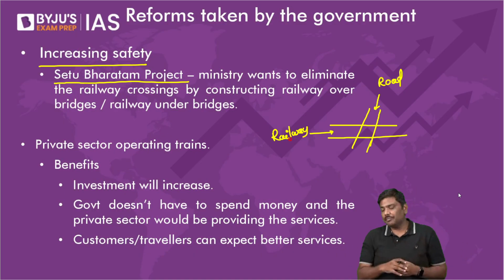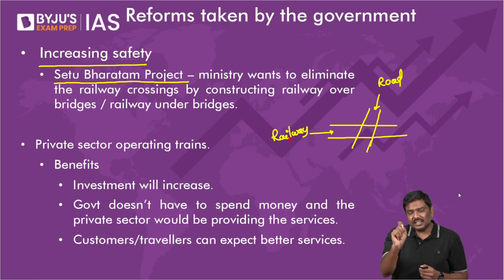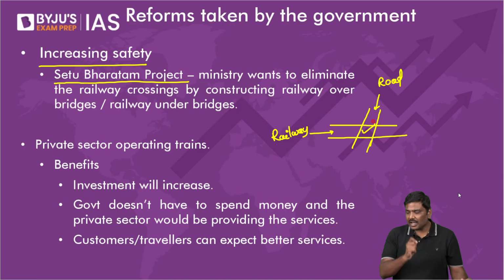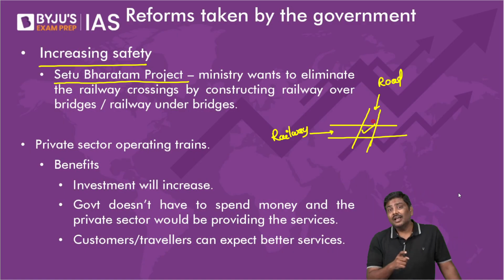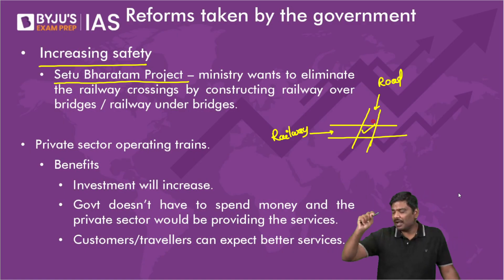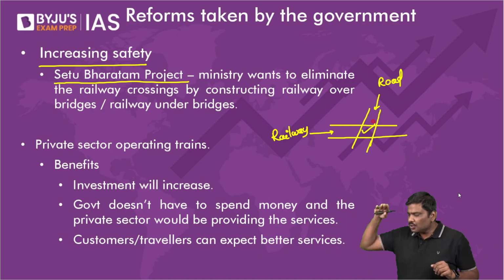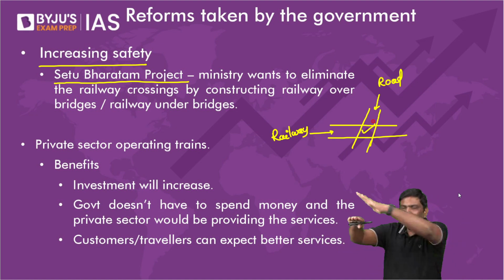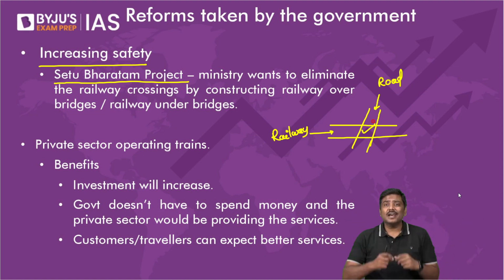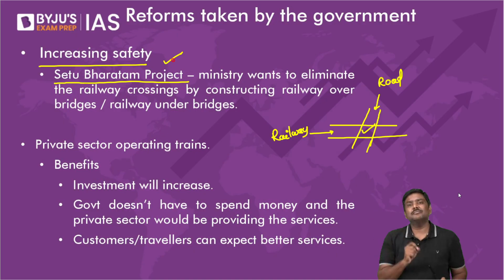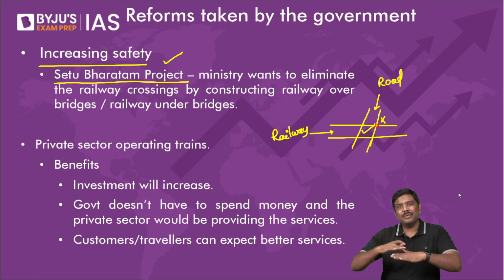And why is this a problem? Have you come across accidents that happen at railway crossings? Think of it. Have you come across news articles where accidents keep on happening at railway crossings? A truck was passing by, the railway will come and hit it. A school bus was passing by, the railway will simply crush it. Railway crossings are basically dangerous. And what has the Government of India done? Under the Setu Bharatam initiative, under the Setu Bharatam project, these railway crossings will be eliminated. Physical crossings will be eliminated.